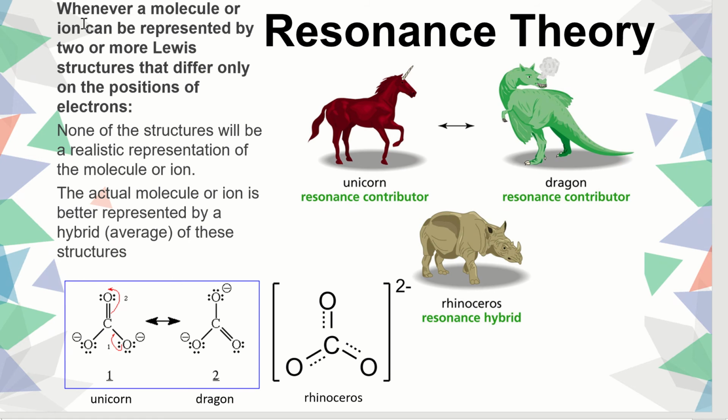So whenever a molecule or ion can be represented by two or more Lewis structures that differ only in the positions of electrons, none of the structures will be a realistic representation of the molecule or ion. The actual molecule or ion is better represented by a hybrid or average of these structures, which is what I was trying to say.